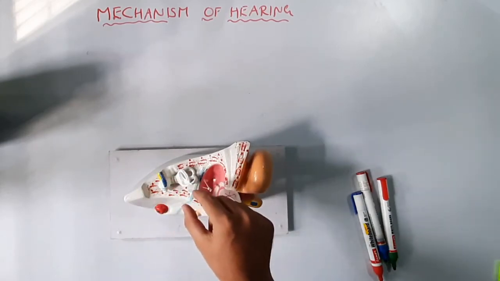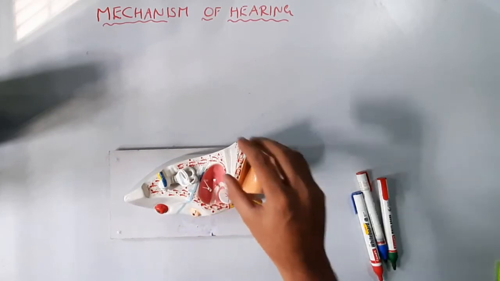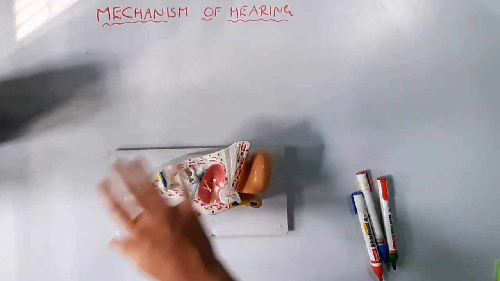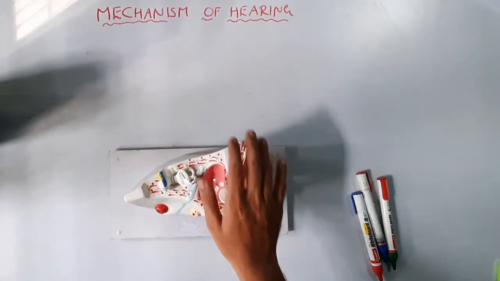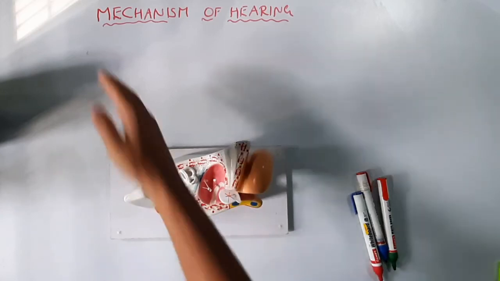Now the auditory nerve transmits that action potential to the auditory cortex of the brain. So this is what is happening, and that is nothing but the mechanism of hearing, based on the memory and learning skills. For example, see, mechanism.